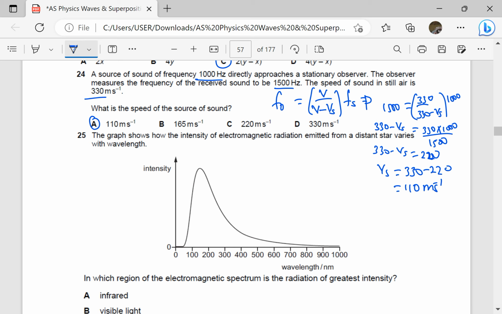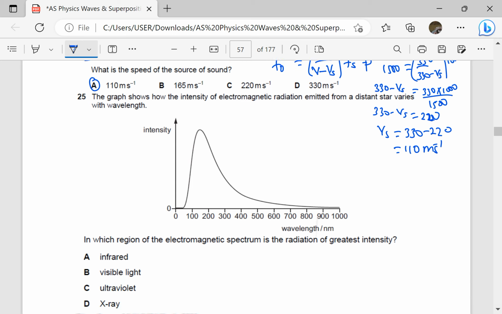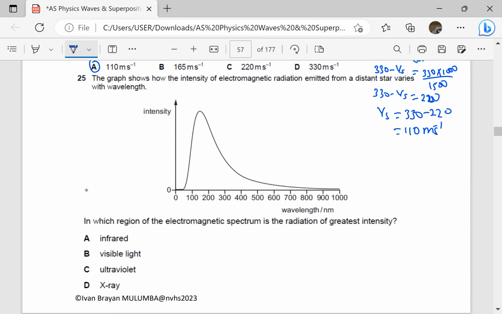The graph shows how the intensity of EM radiation emitted from a distant star varies with wavelength. In which region of the electromagnetic spectrum is the radiation of greatest intensity? So greatest intensity corresponds to around this area here. Just put a ruler there. So we have 200 nanometers, 200 times 10 power negative 9, which is 2 times 10 power negative 7.